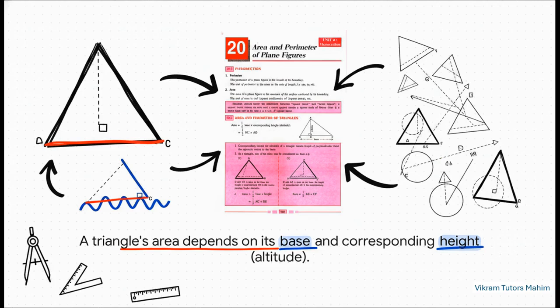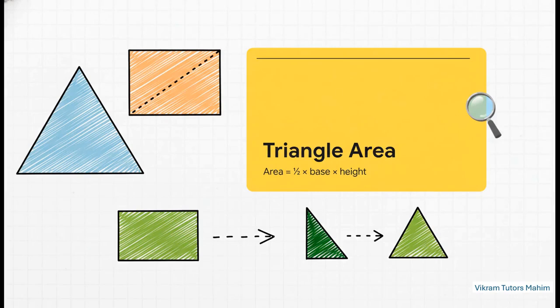But here's the crucial part. The height isn't just another side. No, it's the straight line distance from the base all the way to the opposite corner, and it has to form a perfect right angle. That's the key. And that brings us to this classic, super elegant formula. The area is just 1/2 of the base multiplied by the height.